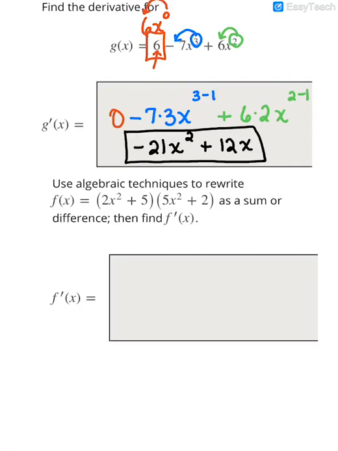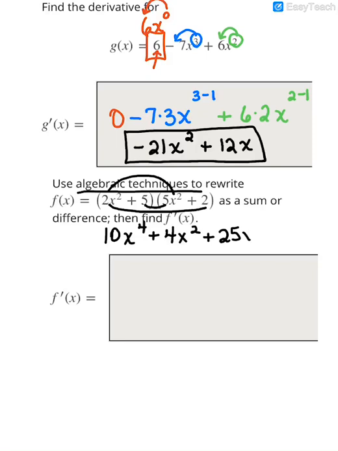Now, on this second problem, they tell us to use algebraic techniques to first rewrite that as either a sum or a difference. So in this case, we need to use FOIL to write it out. 2x squared times 5x squared would give me 10x to the power of 4. On the outside, 2x squared times 2 would give me 4x squared. On the inside, 5 times 5x squared would give me 25x squared. And then finally, on the last, 5 times 2 would give me 10.